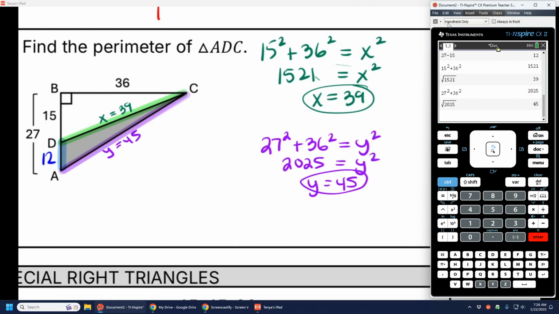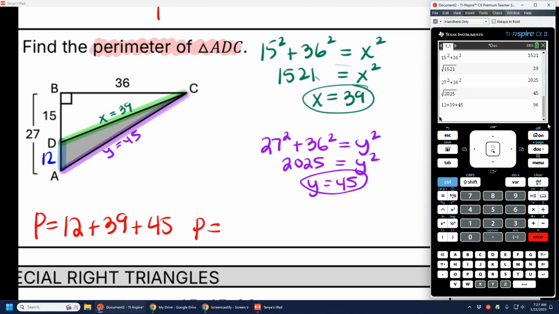Okay, but be careful with what they're asking you to find. It says to find the perimeter of ADC. So for ADC, we need to add up all 3 sides, which now we have. So perimeter is going to equal 12 plus 39 plus 45. So let's find out what that is. The perimeter of that triangle is 96.